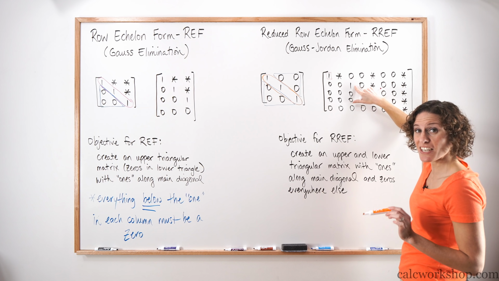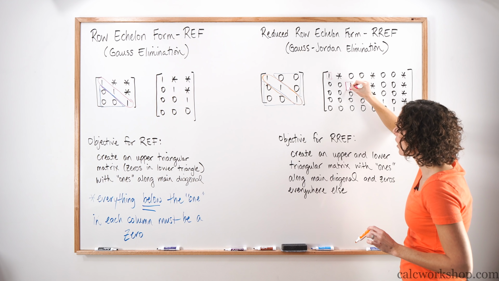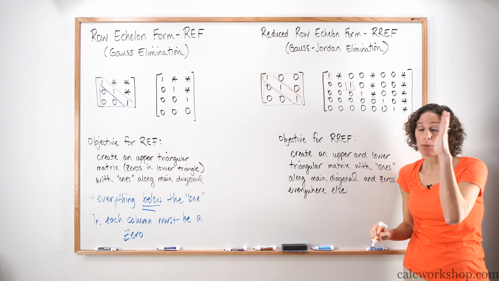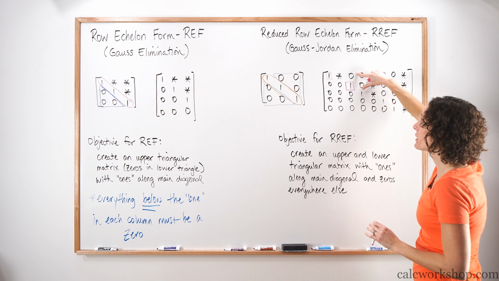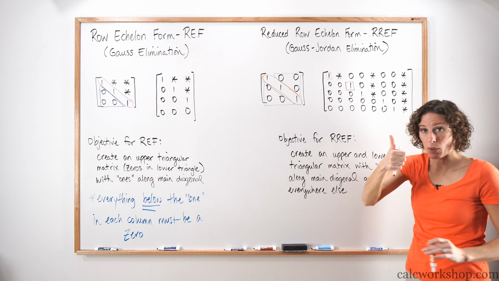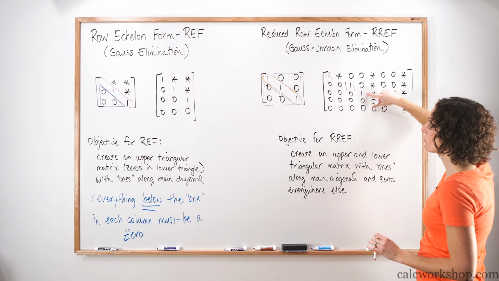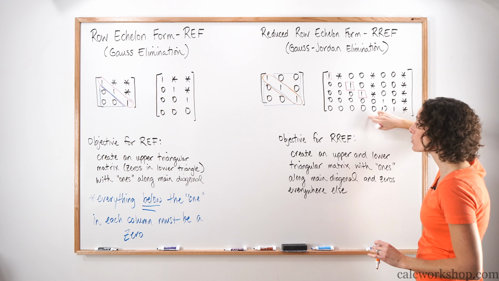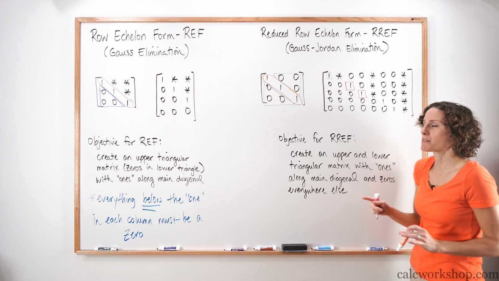But here, I see a 1 in the third column. If I see a 1 in the third column, that means everything else in that column must be a 0. Well, everything above and below are zeros. We did a good job. Look at the next column. In the fourth column, I see a 1. Everything above and below must be a 0, and it is.